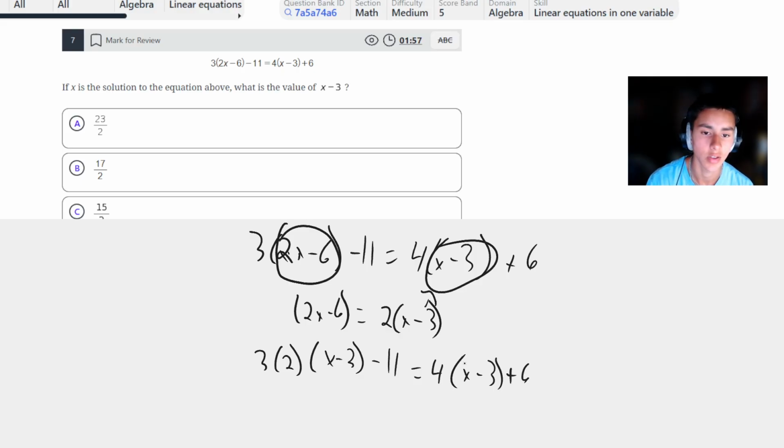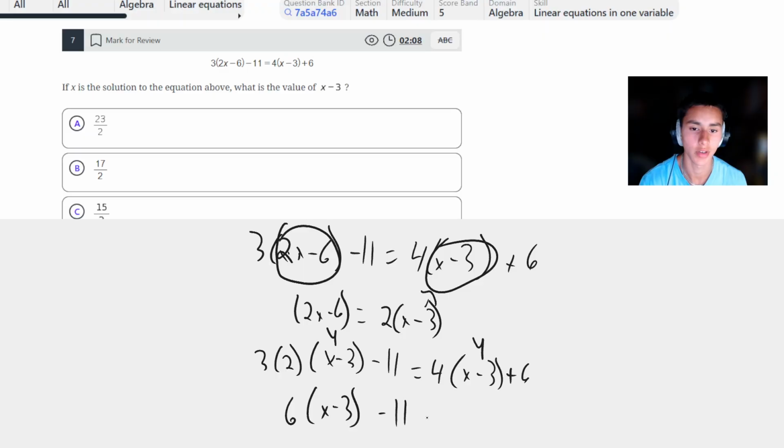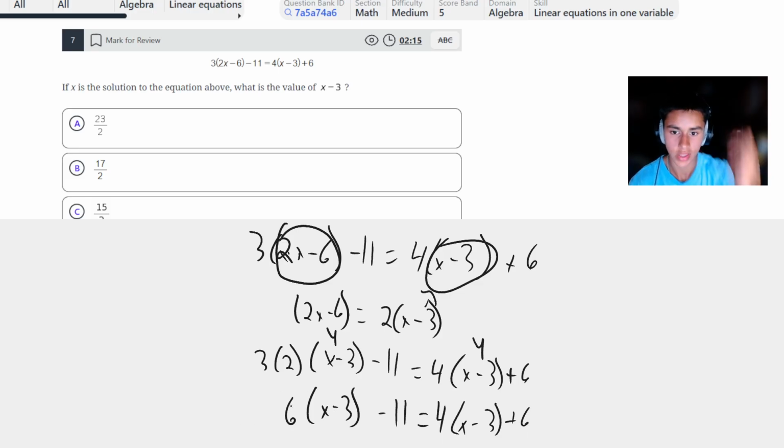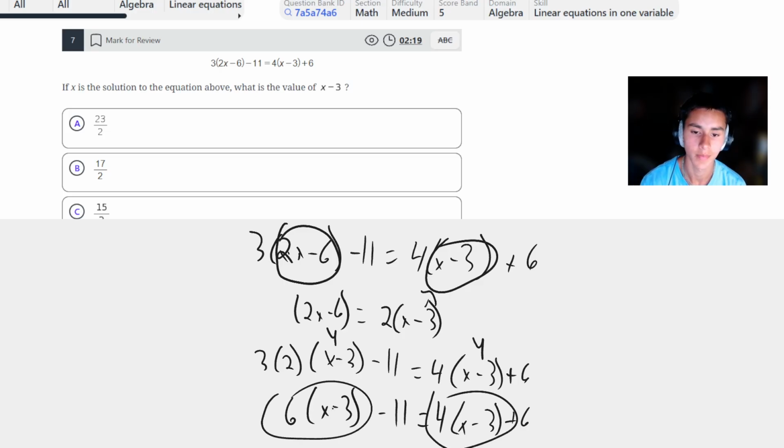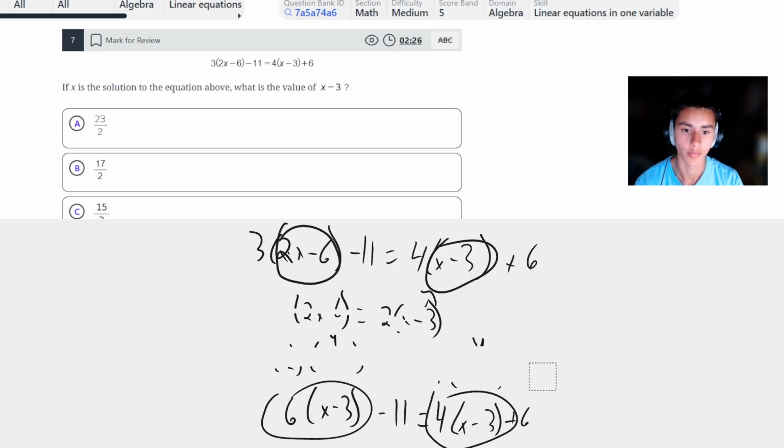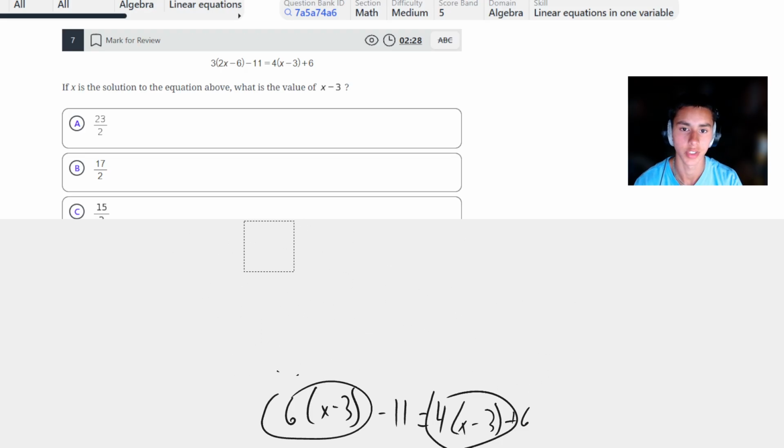Now this is like a variable. This would be like if we had y for x minus 3. So it would be 6 times x minus 3 minus 11 equals 4 times x minus 3 plus 6. So we can kind of use this as a variable and subtract these whole things together. We could subtract this and this because they're like terms. So if we do 6 times x minus 3 and subtract it from 4 times x minus 3, we can solve it literally just like that.